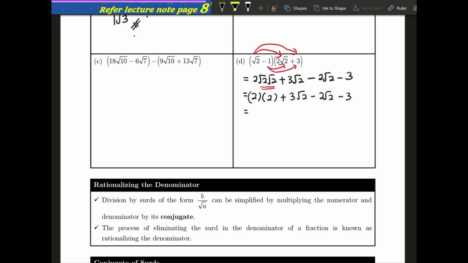Okay, so this one is 4, right? So 4 minus 4 plus, so this one, you know what to do, right? If there is the same surd here, we can simply subtract the numbers in front of it. So 3 minus 2 becomes 1. So we are left with just surd 2 minus 3. And then 4 minus 3 equals 1. So the answer is 1 plus surd 2. That's the end of this question.